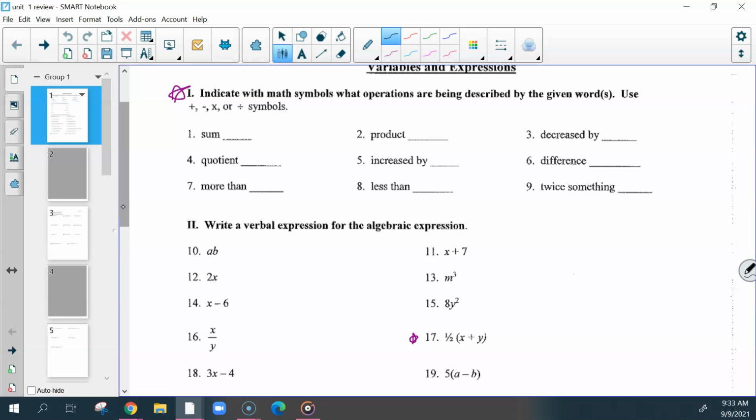Really quickly, we're going to go through these words and you're going to tell me, is it adding, subtracting, multiplication, or division? Sum. Product. I'm just going to put the dot. Decrease by. Subtracting. Quotient. Increase by. Difference. More than. Less than. And that's a turnaround phrase. Twice something. Multiplication.